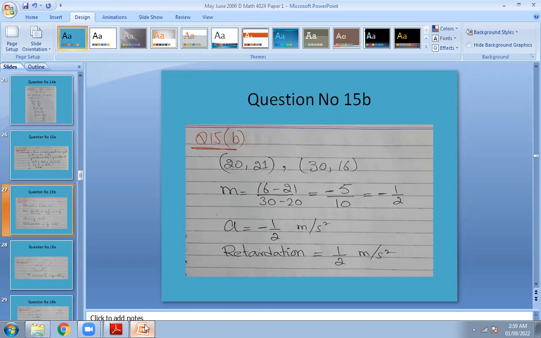So the gradient of the speed time graph is equal to the acceleration. So the acceleration will be equal to minus 1 by 2 meter per second square. Because the line of the speed time graph is going downwards, the speed is slowing down. So we call it retardation. When you use the word retardation, you don't need to put the negative sign with it. So retardation will be 1 by 2 meter per second square.